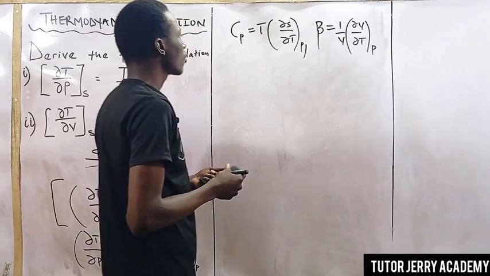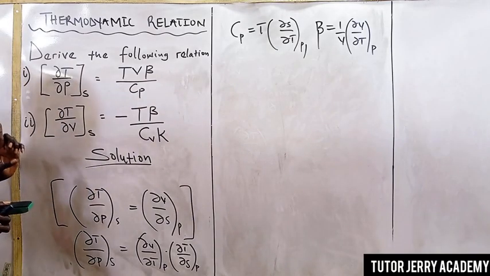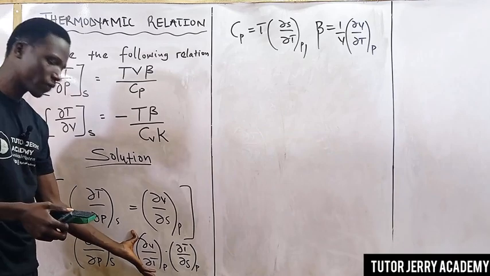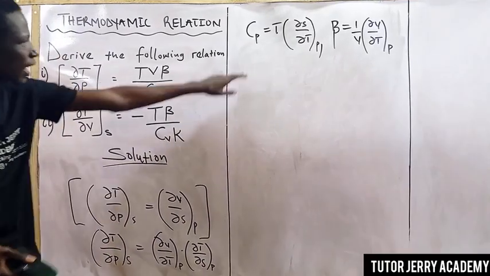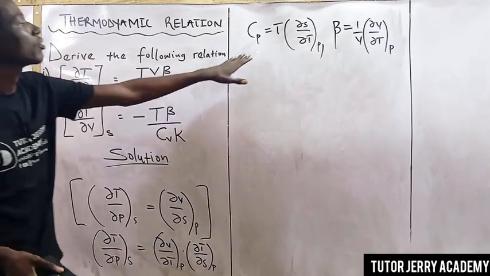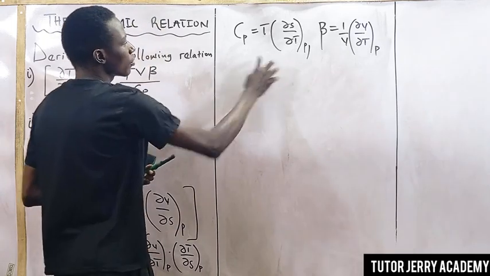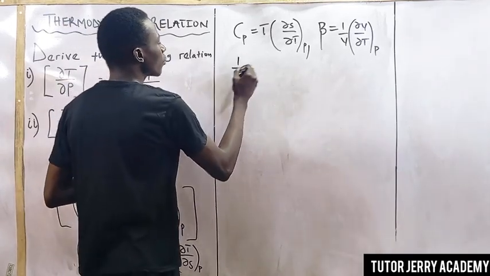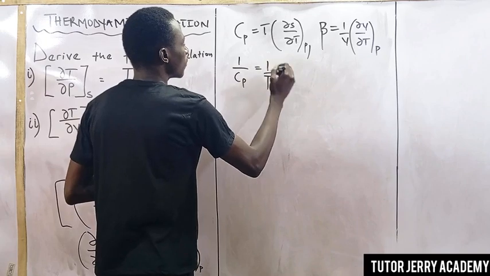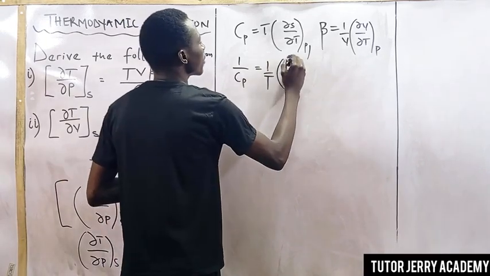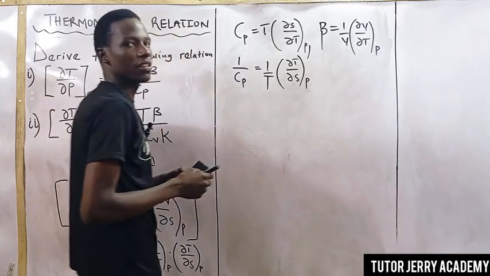Now this is what we have. So what we're just trying to do here, in order to get our first relation, we are just going to find a value for this to substitute here, and also a value for this to substitute here. Now let's start with this. What we are going to do first is take the inverse of this equation. If we take the inverse of this equation, it's going to be nothing but 1 all over Cp equals 1 all over T into the partial derivative of T all over the partial derivative of S keeping P constant.